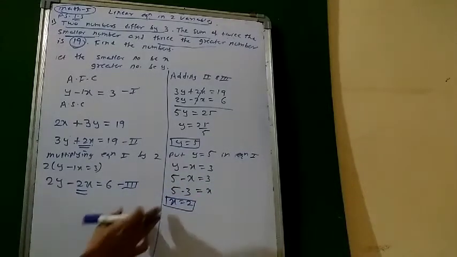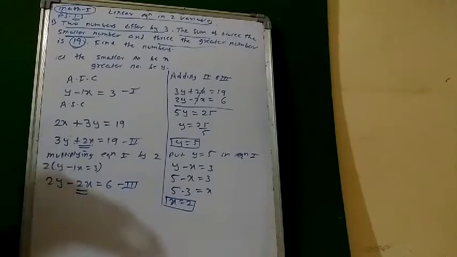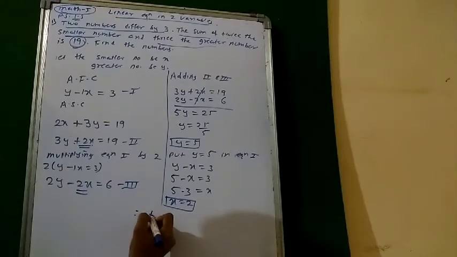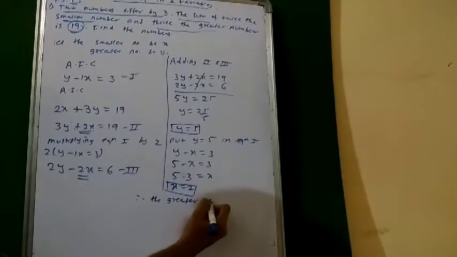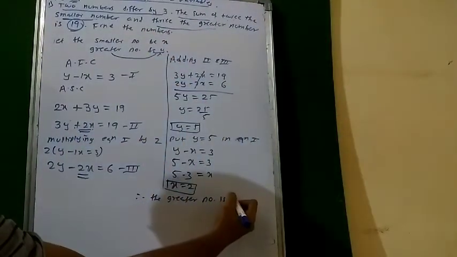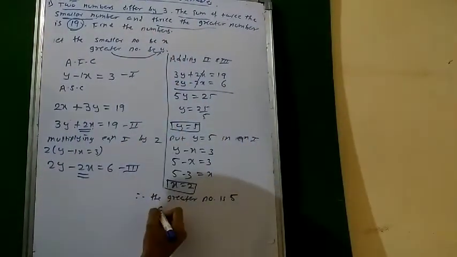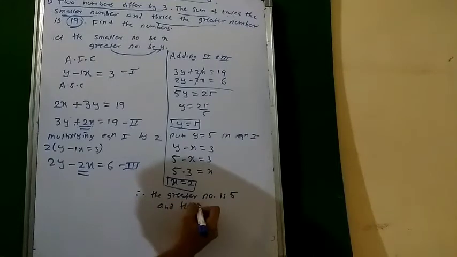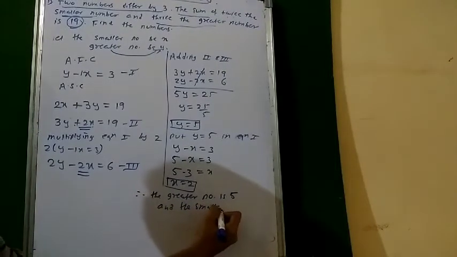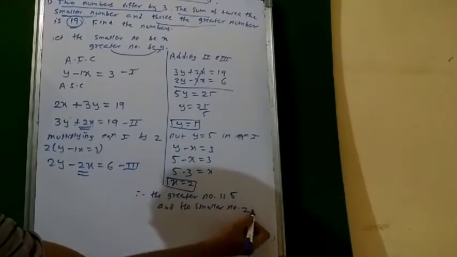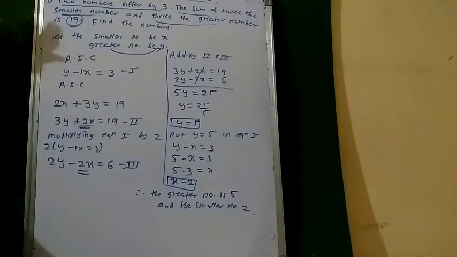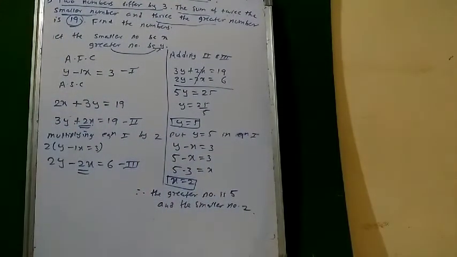Okay, remember that this is a word problem. In the word problem, write the final statement. Therefore, the greater number is, what is the greater number? y. Greater number is 5. y is 5. And the smaller number is 2. Okay, read the question 2 times, solve it 1 time. Okay.